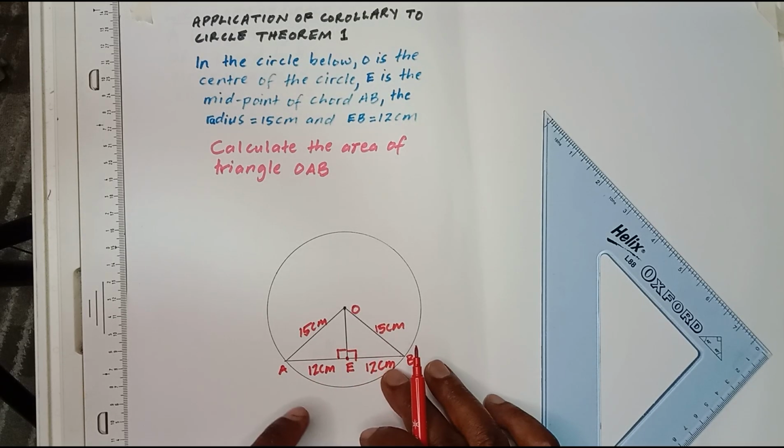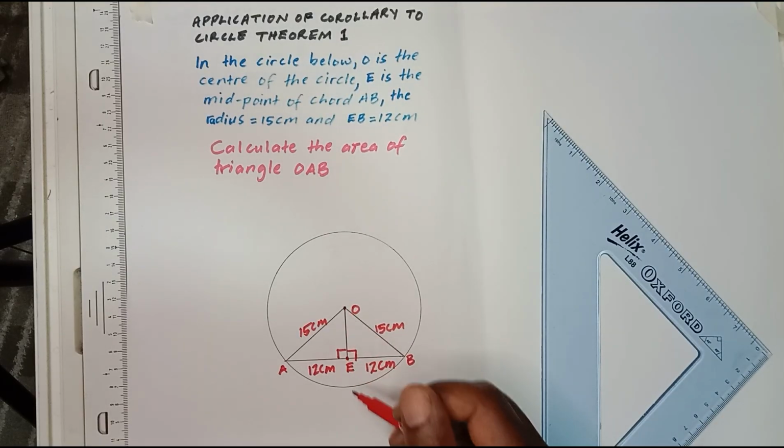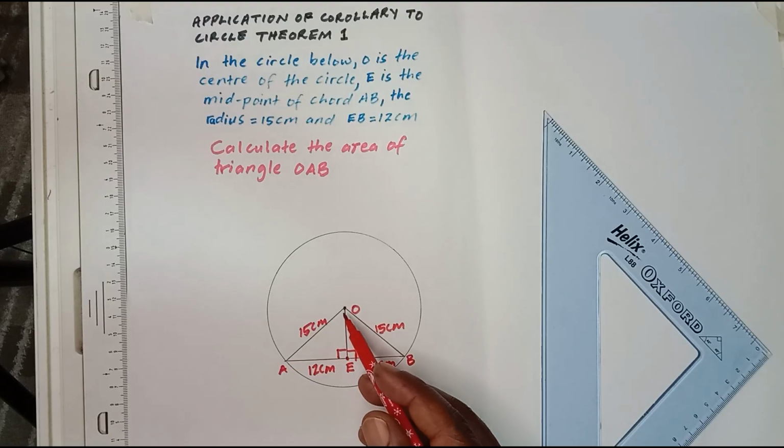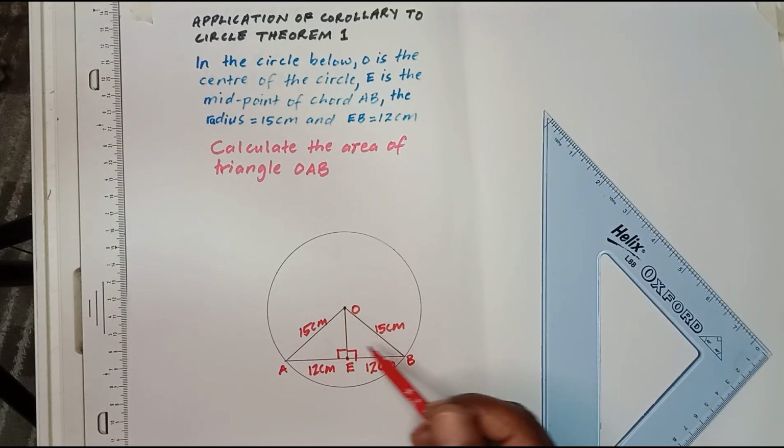It is 90 degrees. And angle AEO is 90 degrees as well. So we have two right-angled triangles sharing a side OE: triangle OAE and triangle OEB. These are congruent triangles sharing a side OE.